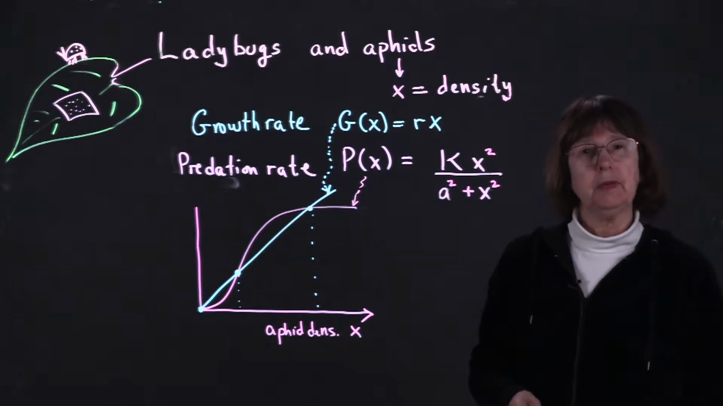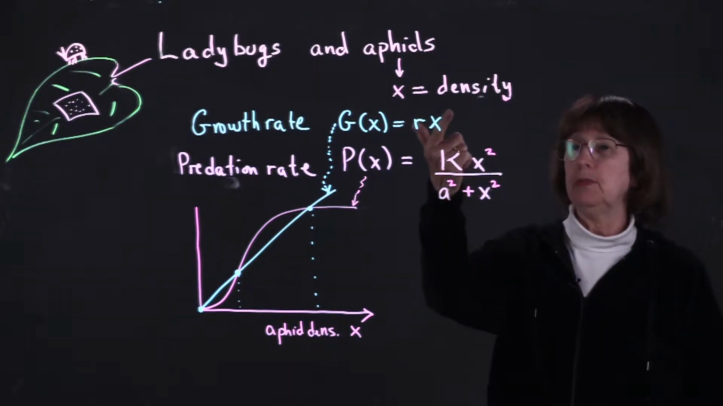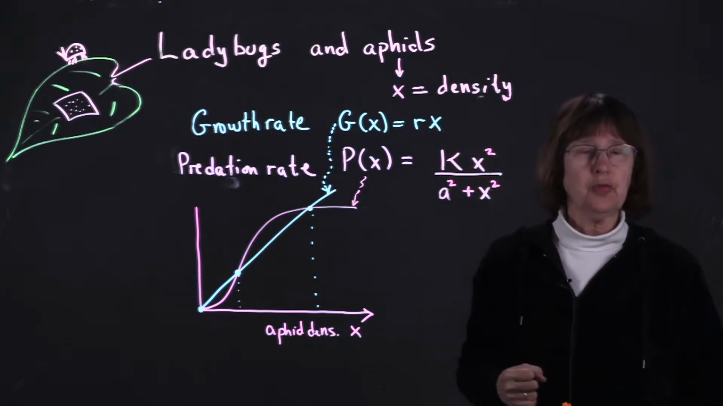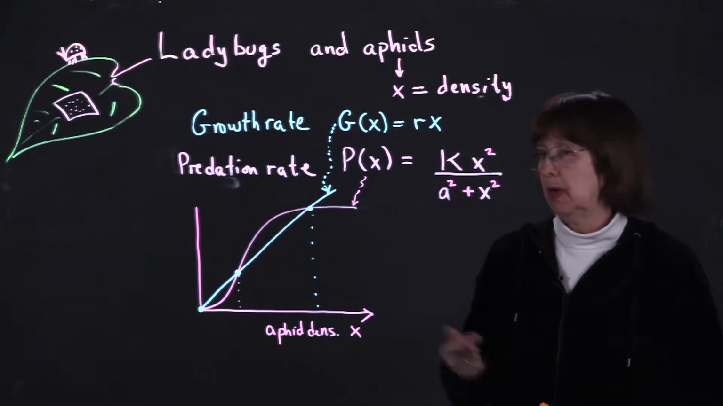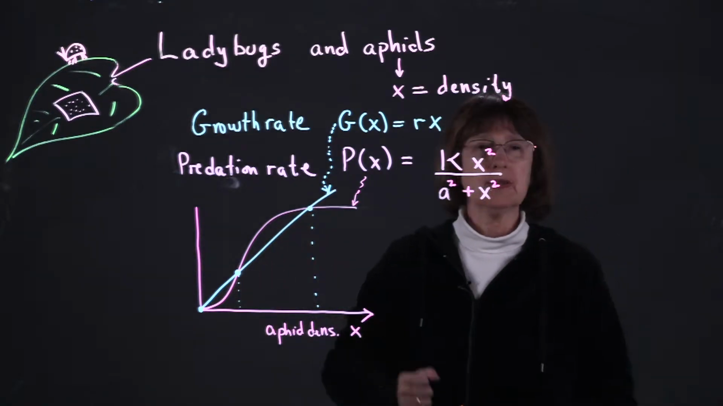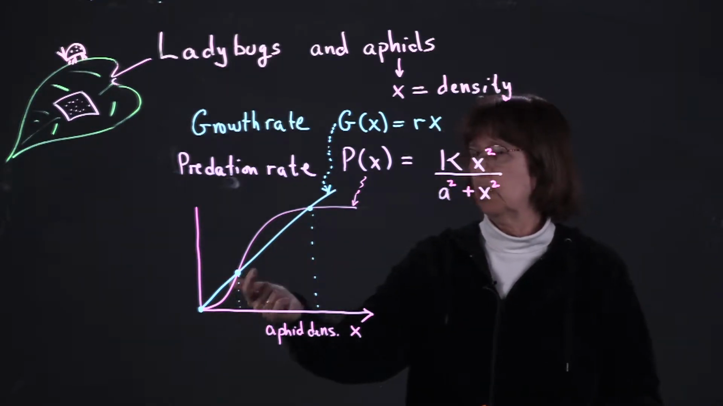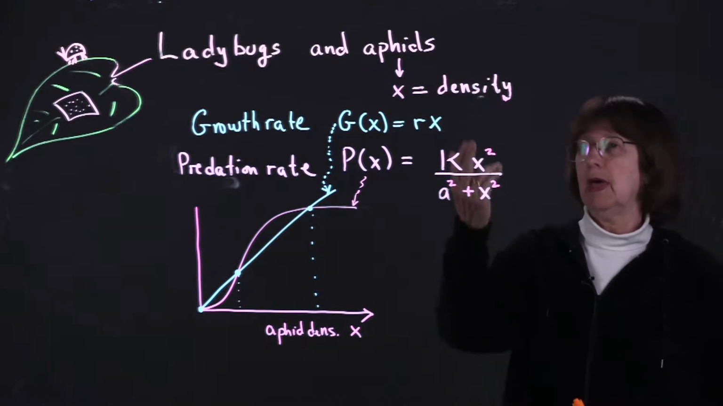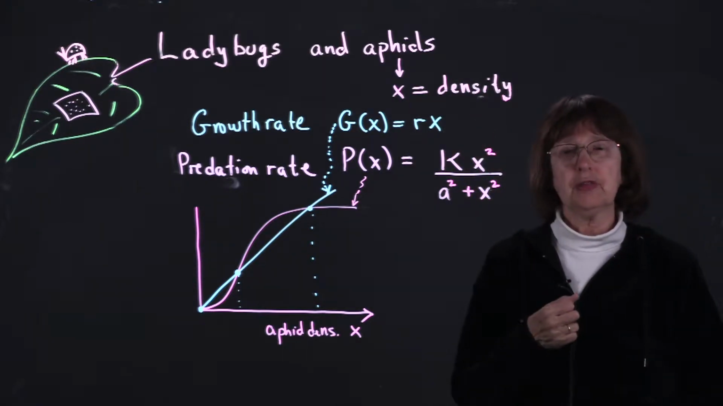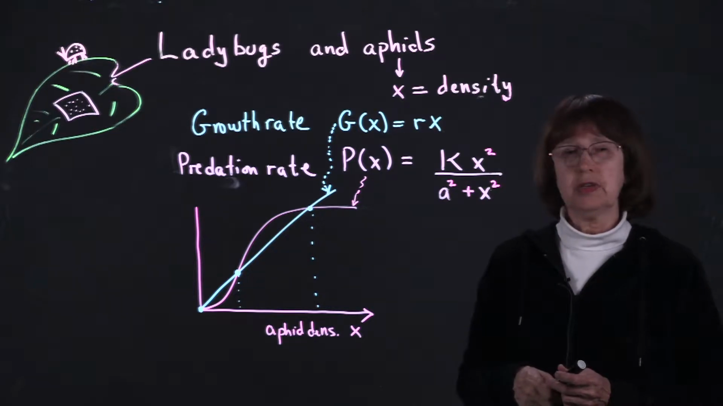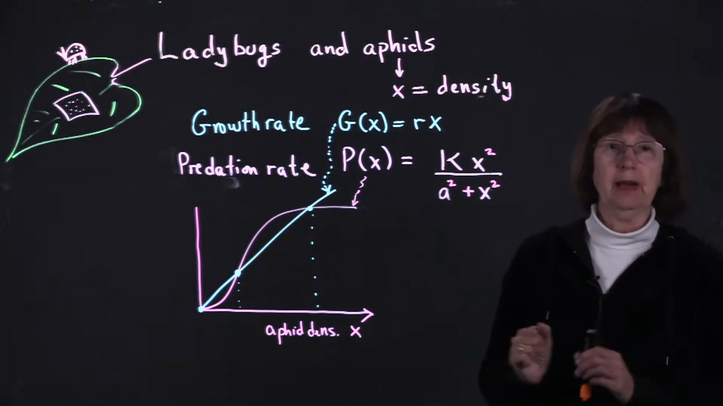Previously, we solved the problem of under what conditions growth rate and predation rate balance in an aphid population. And we arrived at 3 possible solutions, x equals 0, and 2 others that essentially were intersections of these 2 curves. Now we're in position to ask another question, which is, what happens when these do not balance?